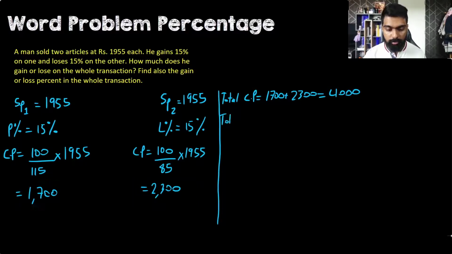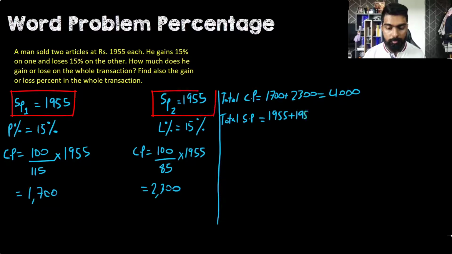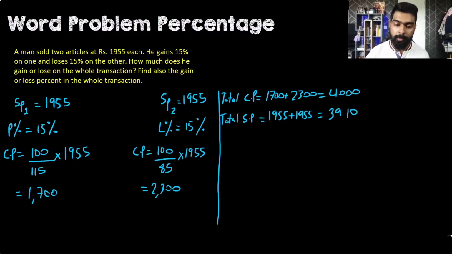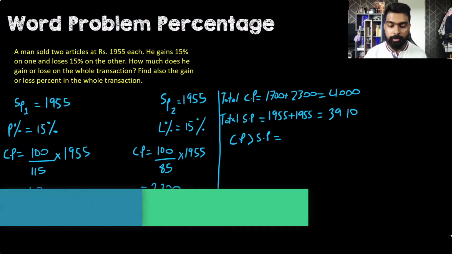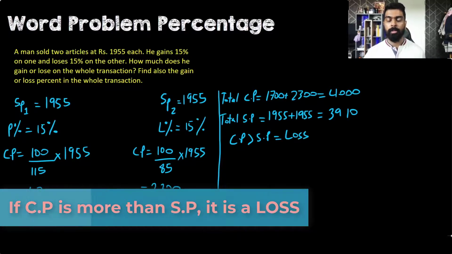Now the total selling price, so total SP is 1,955 plus 1,955, which would give us 3,910, right guys, 3,910. Now in this case we see that the cost price is more than the selling price, right? Therefore it will definitely be a loss. When the cost price is more than the selling price, it is a loss.